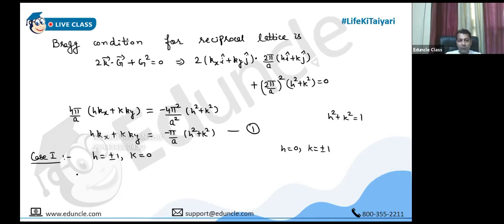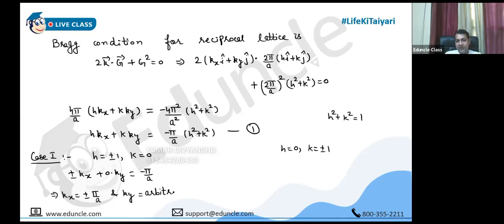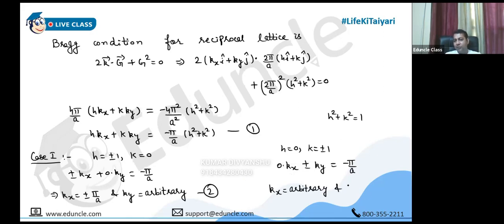Now, if I put h equal to plus minus 1, it will be plus minus kx plus 0 times ky equal to minus pi by a. So this gives me kx equal to plus minus pi by a, and ky can be anything. Anything means it is arbitrary because 0 into anything is 0. Please check. Similarly, if you put h equal to 0 and k equal to plus minus 1, you will end up getting kx as arbitrary. Arbitrary means there will be infinite possible values of kx, and ky equal to plus minus pi by a. Please check.